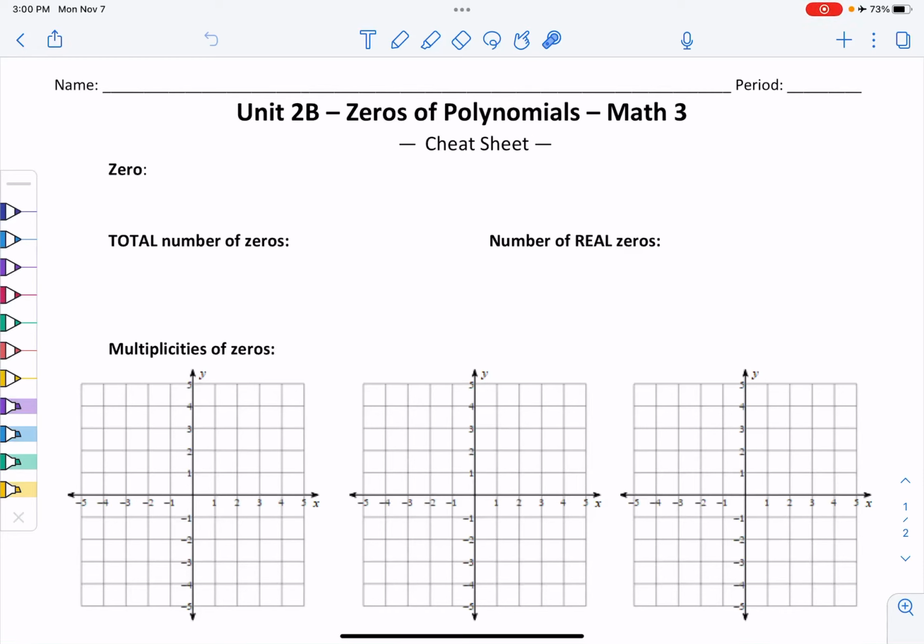Today we're going to be talking about our Unit 2B. We're going to review everything about zeros of polynomials and put together our cheat sheet for the test.